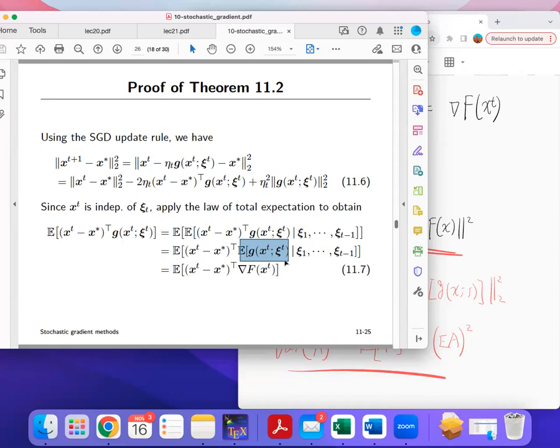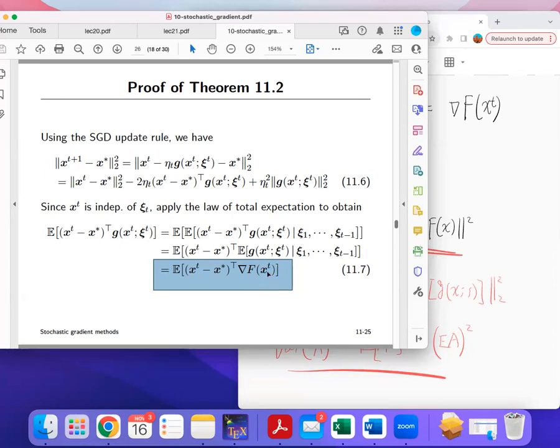And then the unbiasedness assumption tells us that, given xt, the expected value of this stochastic gradient is exactly the full gradient. So this expectation is exactly the full gradient at xt. Therefore, in the end, this term can be simplified into this form: the expected value of the inner product between the difference of these two variables and the full gradient. So you can see that in expectation, the stochastic gradient in this inner product can be replaced by the full gradient.